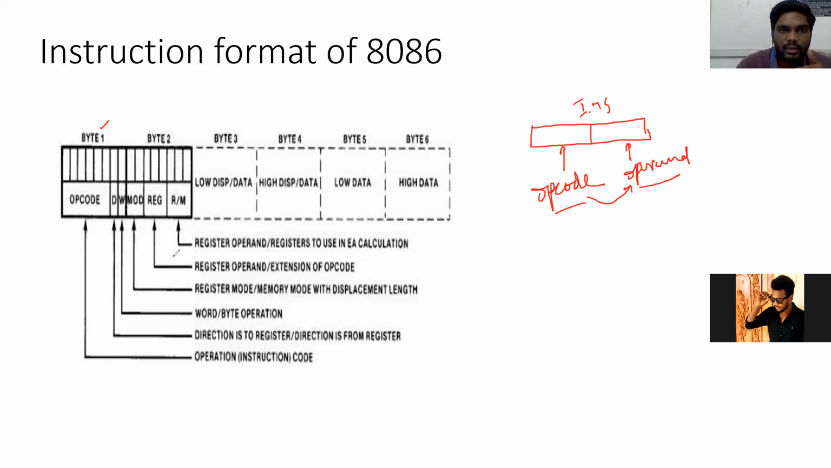Depending upon the type of addressing, the instruction format will change. That means the size of the instruction will change. In this class, we'll go into detail of the instruction format and understand what each and every bit is indicating. This clear understanding is necessary for understanding the instruction set of 8086.